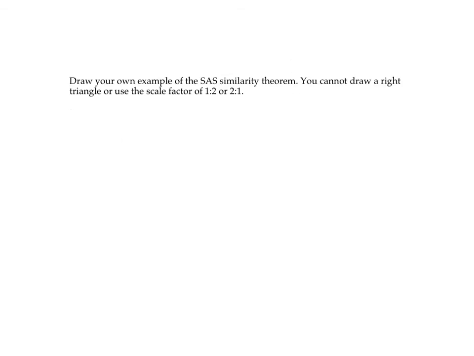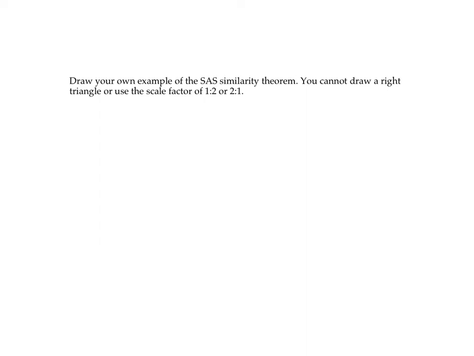Okay, now it's your turn. Draw your own example of the side-angle-side similarity theorem. You can't draw a right triangle, though. I've already done that. And you can't use the scale factor of 1:2 or 2:1. That's what I used on that first example. So try one on your own.